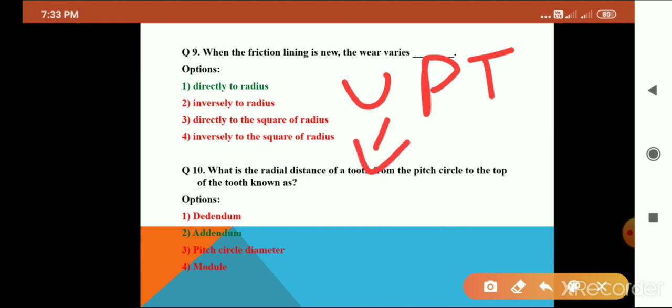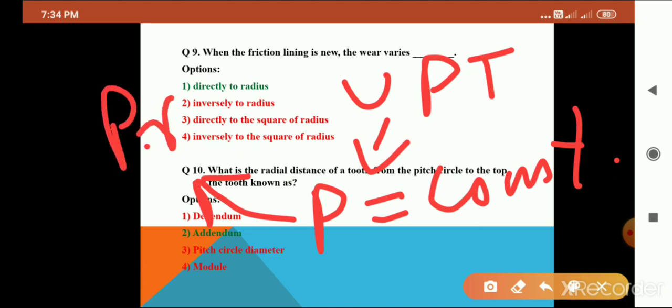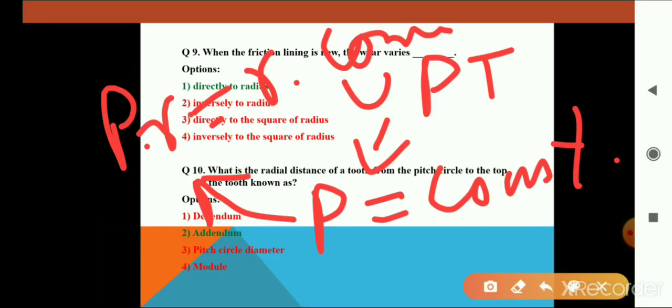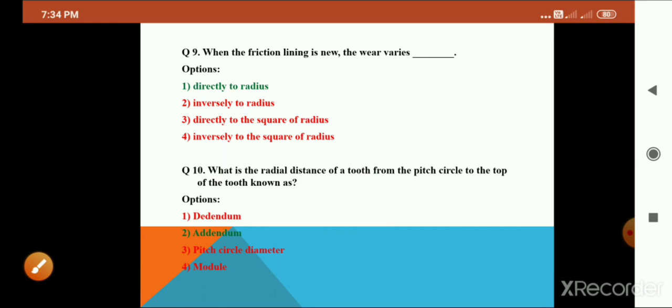For uniform pressure theory, what it says is that P is constant, but the wear varies. They ask about the wear theory, so it is a technically brilliant question. Calculate it this way: P into R is equal to R into constant. So the constants will cancel out. So PR is the wear theory. So wear is proportional to R. So wear is directly proportional. From here we find wear is directly proportional to radius, which is option 1.